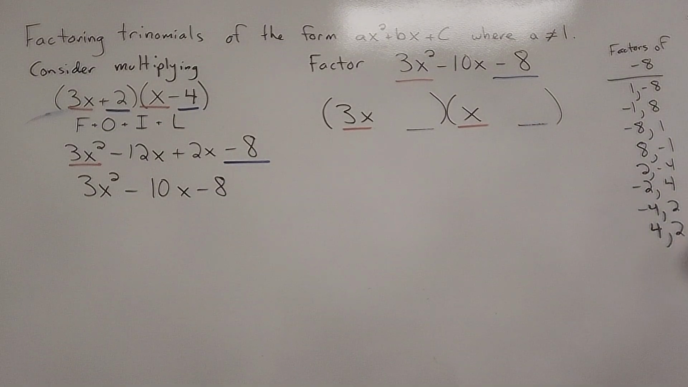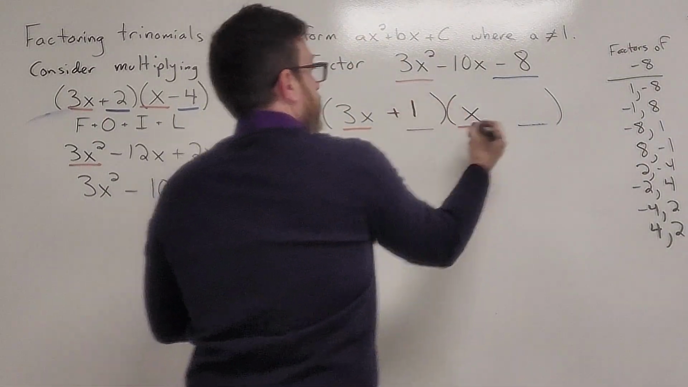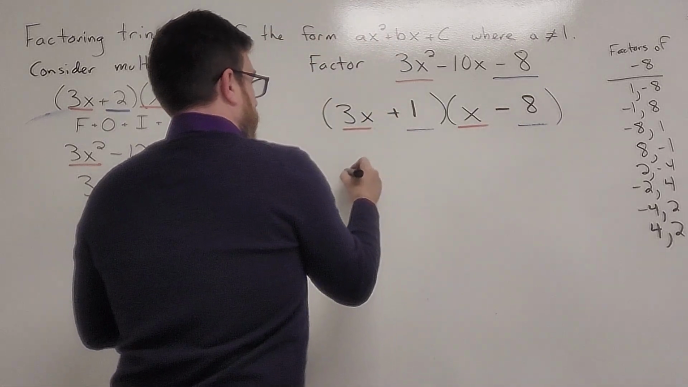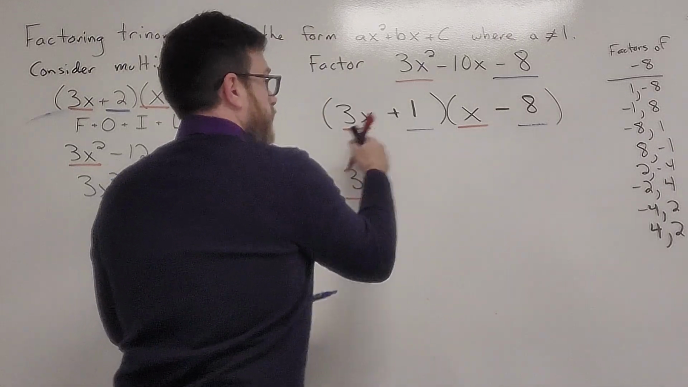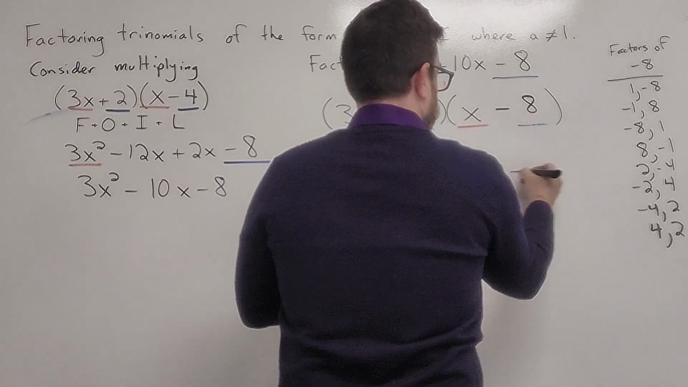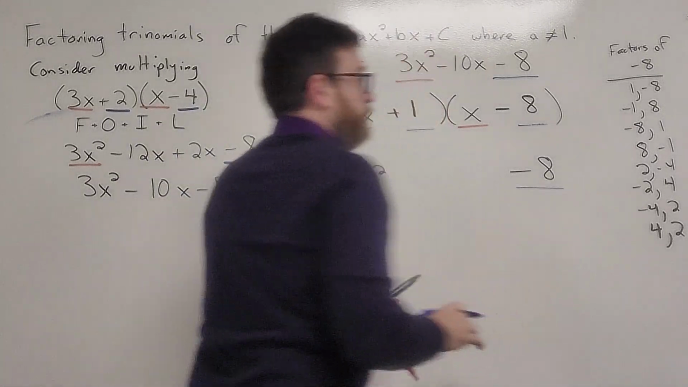Okay, so figuring out what numbers will go in there, we just go through and check them. So let's try first a plus 1 and a minus 8. We already know that we're going to get a 3x squared, and that's going to come from the first terms. We also know that we're going to get a 1 and a negative 8, so that's going to multiply to become negative 8. We just have to verify what outside and inside become.